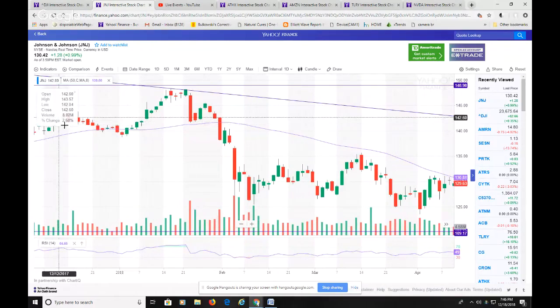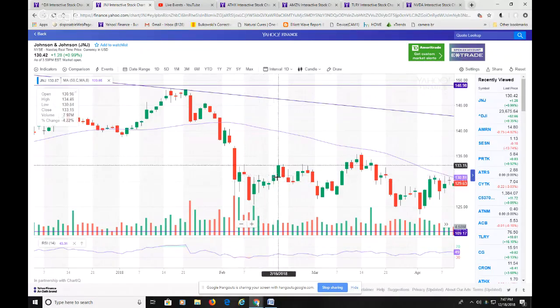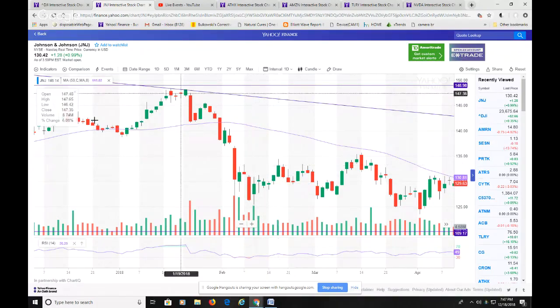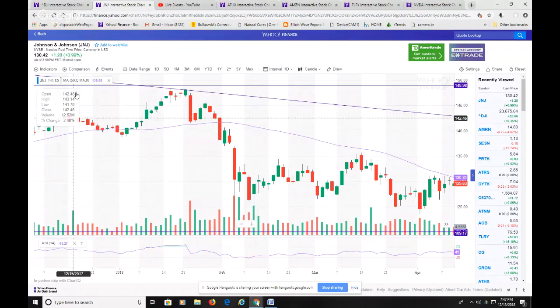Well, here's an engulfing again. Come on. I don't know why that thing gets in the way. This thing, let me close it.